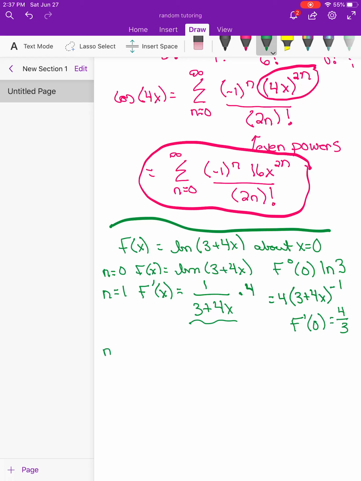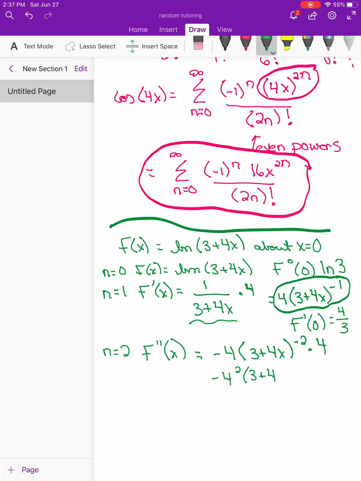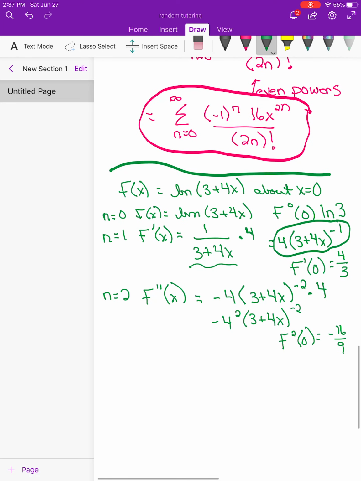Okay? And if I do the second derivative, I'm going to go from this simplified form because it's much easier. You just use the power rule. Bring down the -1, so you get -4 (3 plus 4x) to the -2 times 4. If we simplify that, we end up with -4 squared (3 plus 4x) to the -2. And if you want to find the second derivative at 0, you plug that in and you happen to get -16 over 9.